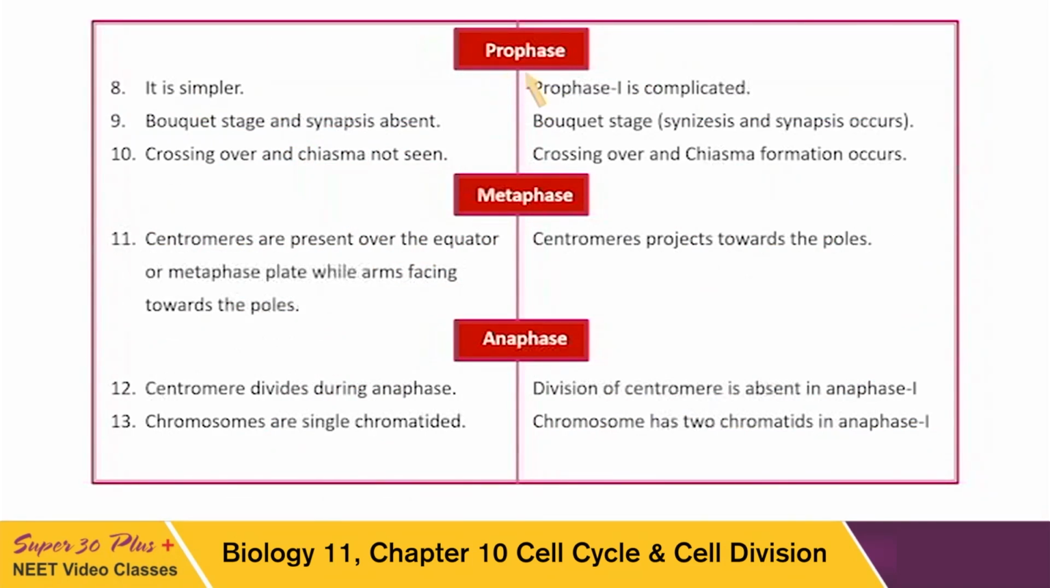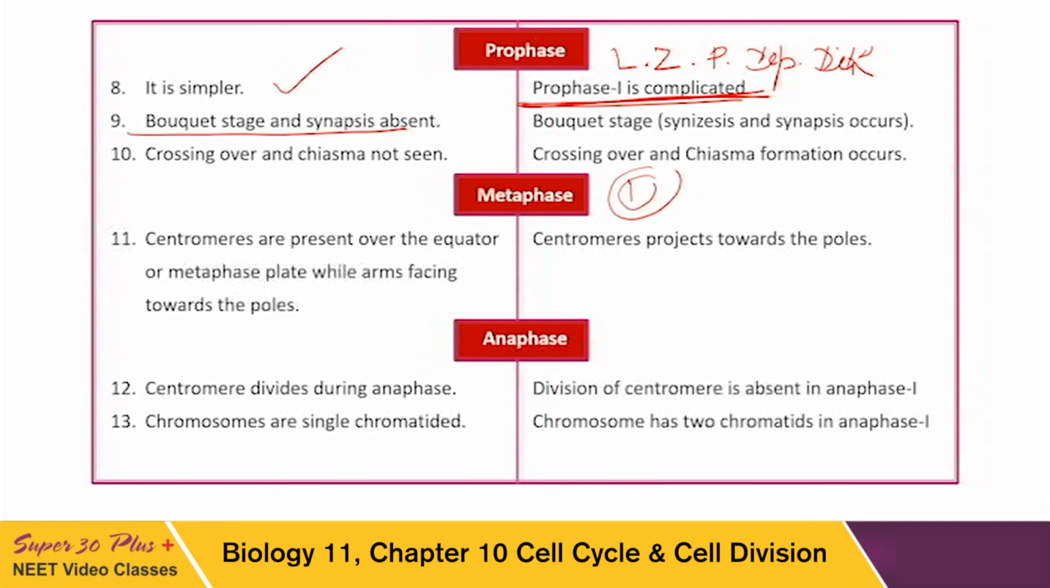This is prophase. In mitosis it is simpler. In meiosis it is very much complicated. It has divisions: leptotene, zygotene, pachytene, diplotene, and diakinesis. Diakinesis. This is the complicated one. Bouquet stage and synapsis are absent in mitosis. You know the detail of this. In leptotene, all these chromosomes are attached to the nuclear membrane. In zygotene there is pairing of the homologous pairs of chromosomes.